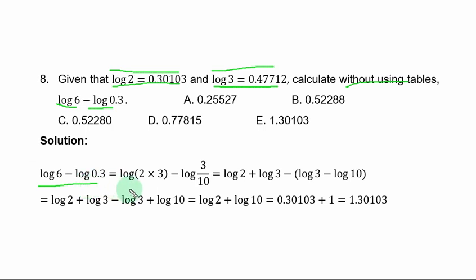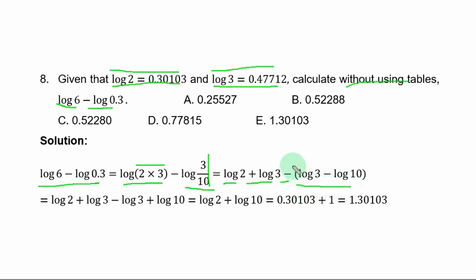express log 6 to be log 3 times 2. You should know that the base is 10. When no base is given, you assume the common base of 10. And 0.3, if you convert it from decimal to ordinary fraction, you have this result. From the laws of logarithm, product implies addition. So you have log 2 plus log 3. Then minus, quotient implies subtraction. You have it in this form.